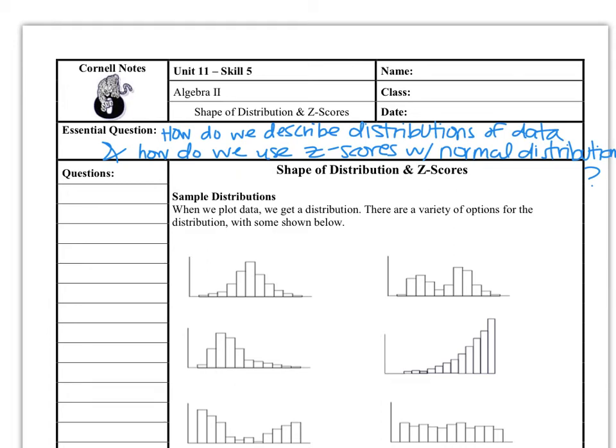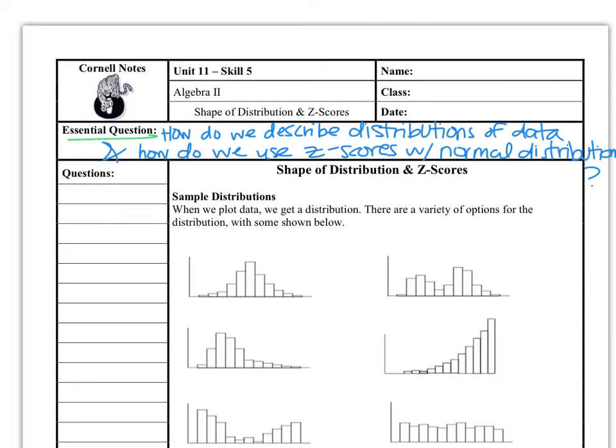We're looking at Unit 11, Skill 5. So we're going to move away from the probability part of this unit and move into statistics. We're going to start with our essential question. How do we describe distributions of data, and how do we use z-scores with normal distribution?